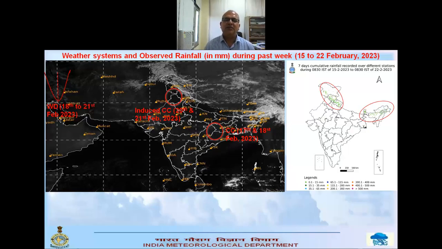Another cyclonic circulation was there over interior Odisha on 17th, and it was over Chhattisgarh on 18th, and thereafter it became less marked. As such, if you talk about last week, there was rainfall or snowfall activity over the Western Himalaya region, as I mentioned, related to the Western disturbances. Also, due to the winds from the Bay of Bengal, there was rainfall activity over the northeastern states on a few days of the week.